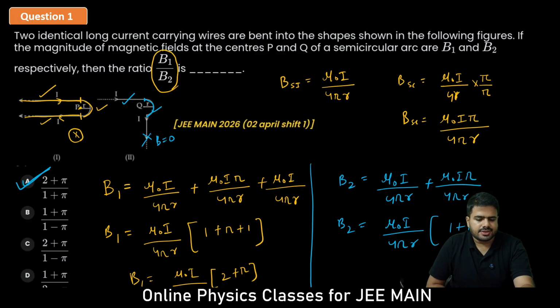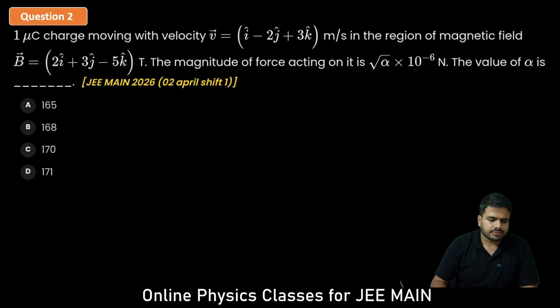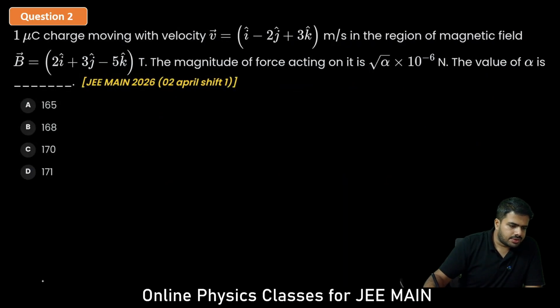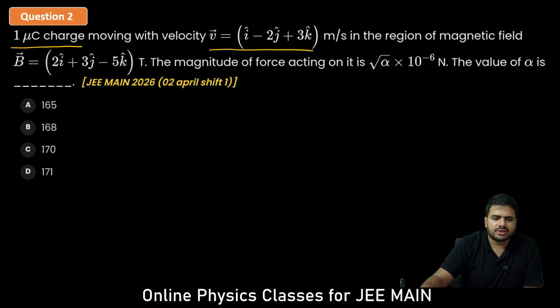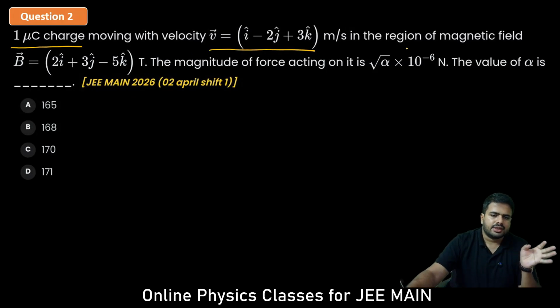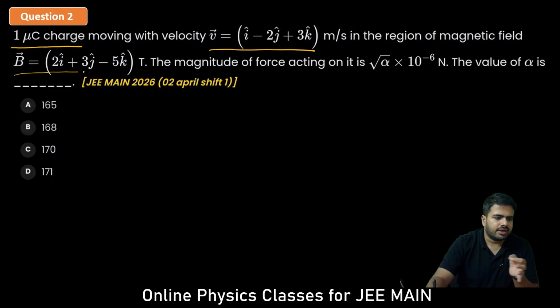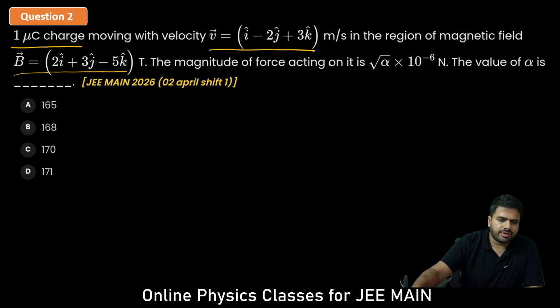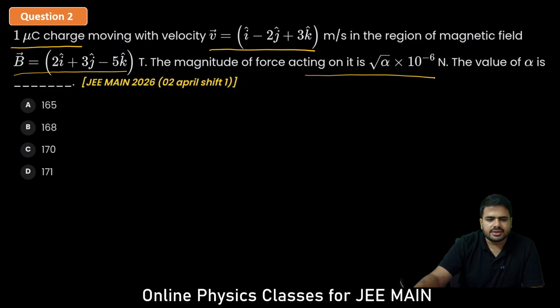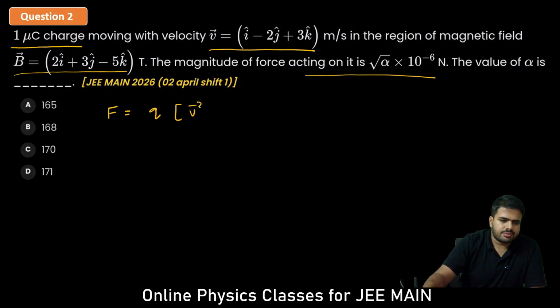Okay. So let's move on to the next question. In this second question, you see what information is given. A 1 microcoulomb charge is moving with a velocity, which they have given, in a region of magnetic field whose value is also given in the question. Clearly they have given everything. The magnitude of force acting is root alpha times 10 to the power minus 6. Pretty simple question. So here we can apply the formula: force is given by Q into V cross B.